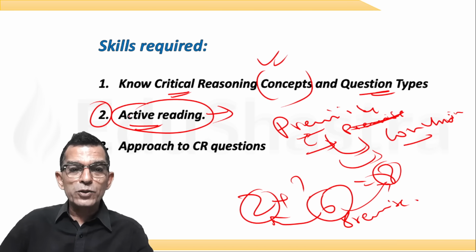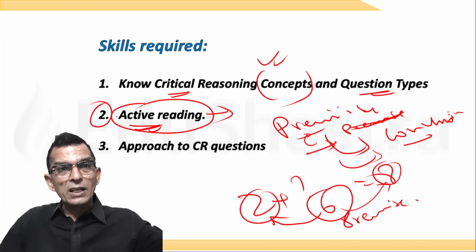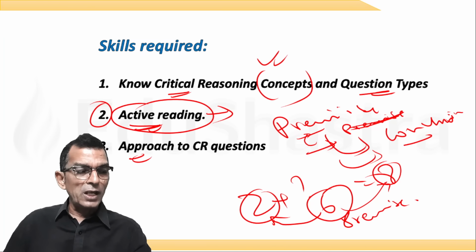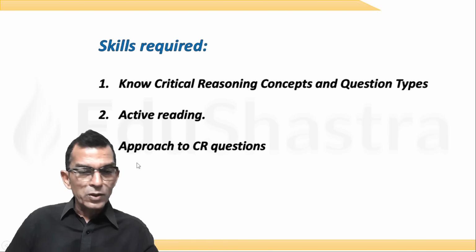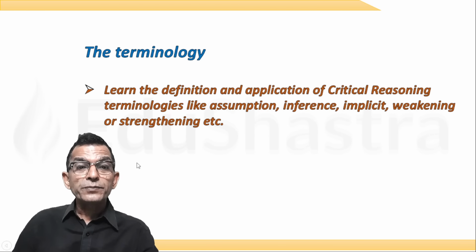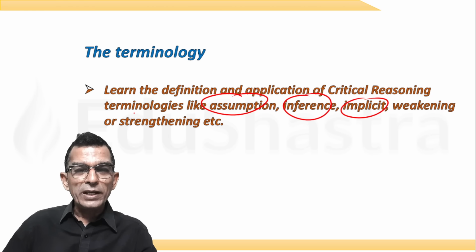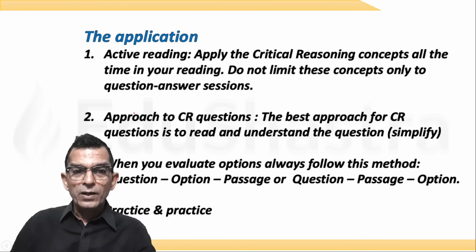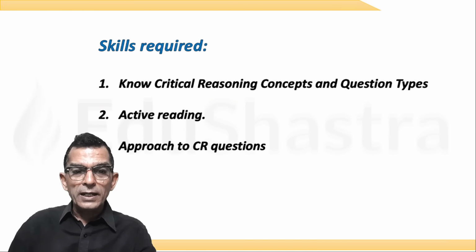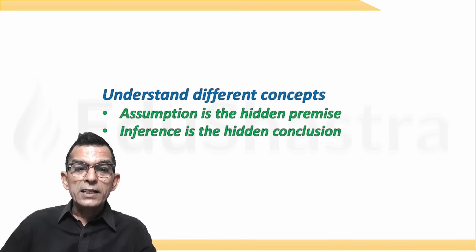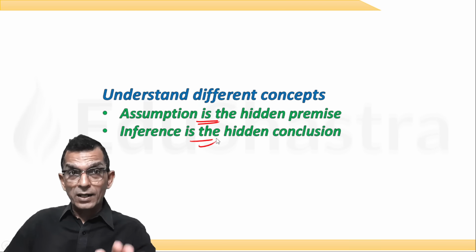We'll come to that. Okay, so active reading is to understand what is the given premise, what is the conclusion in the passage, and what is the best approach to CR questions. That is how you do them. So let's come to the terminology, that is knowing the concepts: assumption, inference, implicit, weakening, strengthening, etc. Now, assumption is the hidden premise and inference is the hidden conclusion.